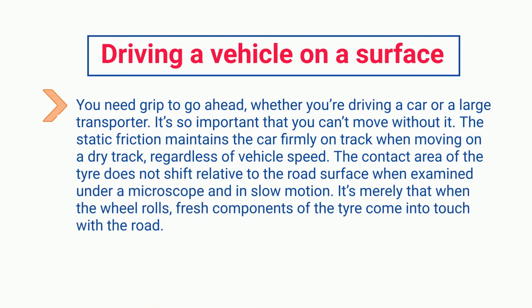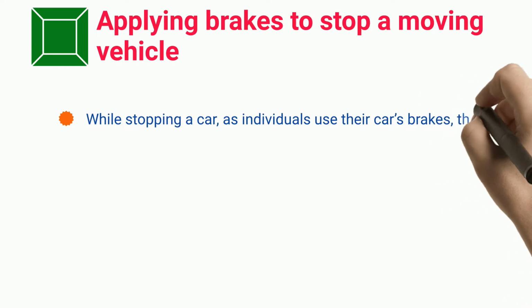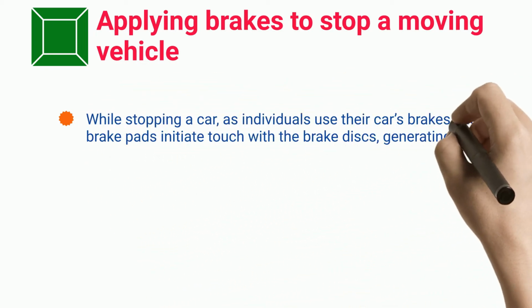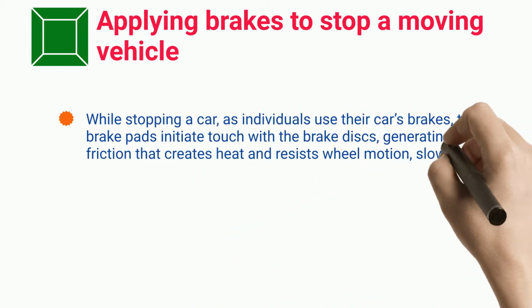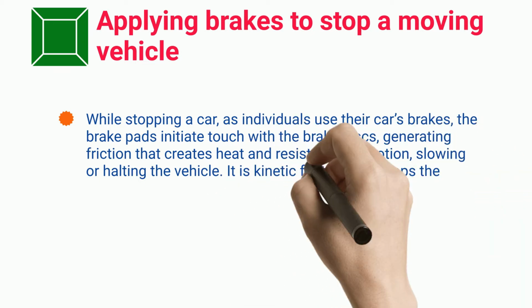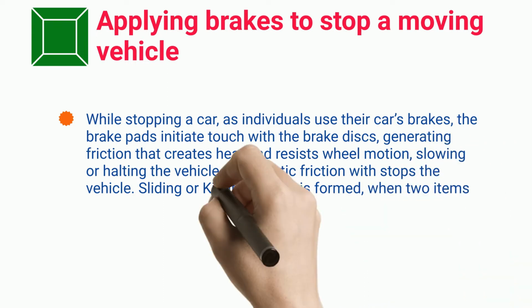Applying brakes to stop a moving vehicle. While stopping a car, as individuals use their car's brakes, the brake pads initiate touch with the brake discs, generating friction that creates heat and resists wheel motion, slowing or halting the vehicle. It is kinetic friction which stops the vehicle. Sliding or kinetic friction is formed when two items touch and slide against each other.